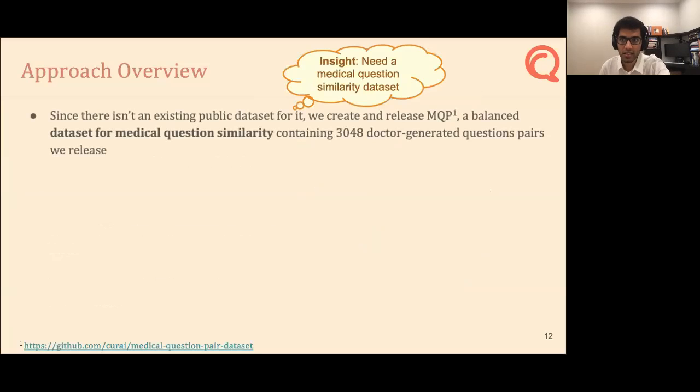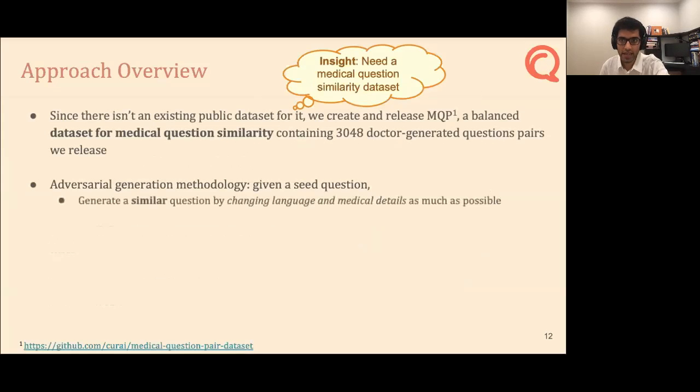Secondly, since there isn't an existing medical question similarity dataset, we release one that is generated by our own doctors. To generate this data, we presented our doctors with questions sampled from a publicly available crawl of a web forum and asked them to do two things. First, generate a similar question by rewriting the original question in a different way, restructuring syntax and medical details as much as possible. And second, generate a dissimilar question by coming up with a related but dissimilar question using similar keywords, where the answer to the original question would be wrong or irrelevant.